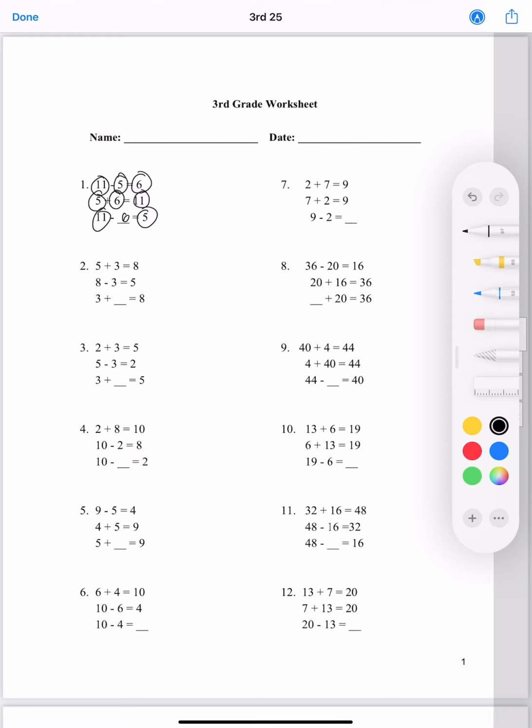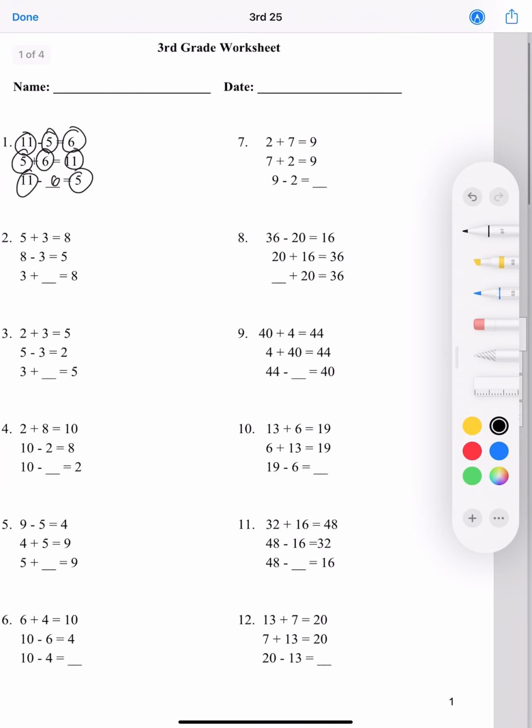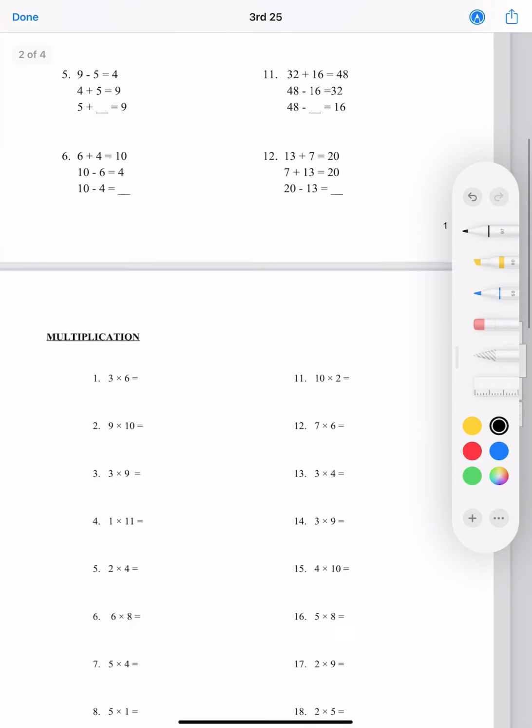Let's try another example. Let's try number 9. 40 plus 4 equals 44. 4 plus 40 equals 44. 44 minus what equals 40. So here we have our 40s, we have our 44s, and 4, so we know that the 4 should go in the blank over here.